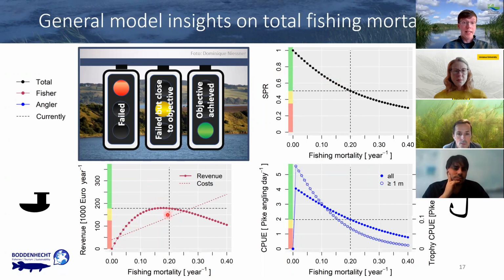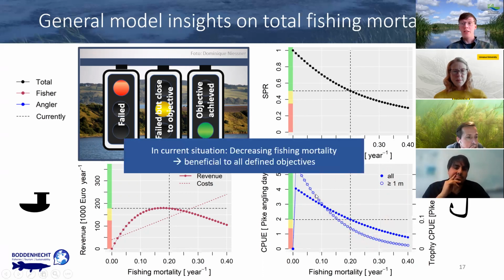For the fishermen, it's correlated with the yield, of course, the revenues here. And as we are currently above the FMSY, a slight decrease of fishing mortality wouldn't be a problem for them. The same is true for catch per unit effort of the anglers. It's correlated with the number of individuals here, and you can see it's going up if we decrease fishing mortality. We considered also the number of caught trophy pikes per angling day, and it's also going up. So in the current situation, we made clear that decreasing the fishing mortality is actually beneficial to all the objectives they defined, and they could work together in the current situation. That was what we tried to make clear during the workshop.